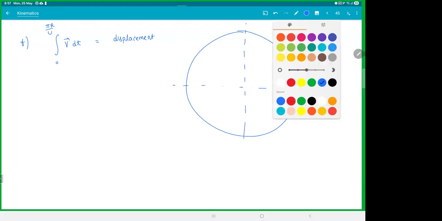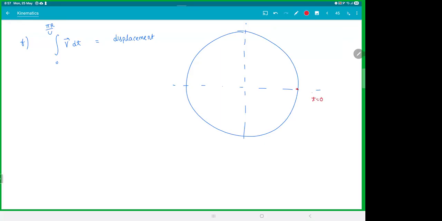When time t is 0, you're here. When time is pi r by u, you have completed half the circle, isn't it? You're here. This is your final position. This is your initial. So indirectly, you're asking me to find the displacement when the time is from 0 to pi r by u. Isn't this what you're asking? I really don't care how it is going. Displacement is simply final minus initial. So what is the answer for this? 2r minus i cap because it's going backward. That's your answer.